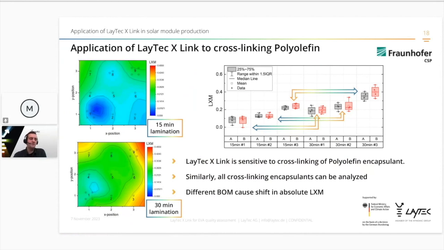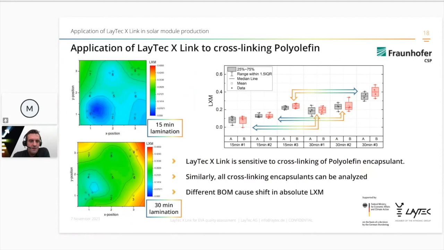So what we see on the left-hand side is again the result of a 9-point measurement on a 1-cell mini module after 15 minutes of lamination and 30 minutes of lamination, and both are shown on the same color scale for LXM. You can see that it clearly shifts towards the red, so towards high values, after 30 minutes of lamination compared to 15 minutes of lamination. So yes, it is sensitive to polyolefins as well, and it can be applied here.